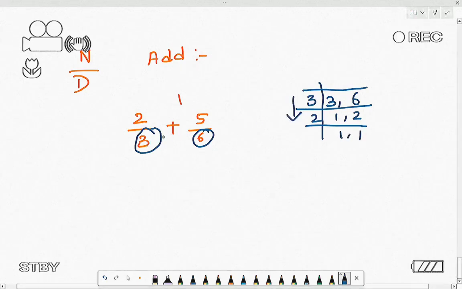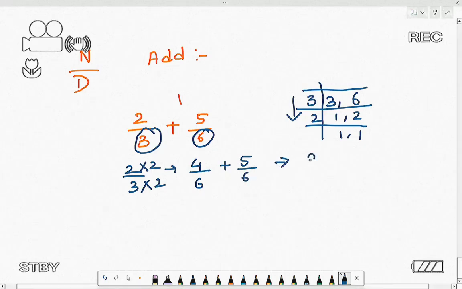That means I have to make both the denominators the same. So to make this 6, I have to multiply by 2, and you don't just multiply the denominator, the same number has to be multiplied in the numerator also. This is already 6, so keep it the way it is, and you don't have to add the denominators, only the numerators have to be added. 9 by 6. If you want to write it in simplified form, it is going to be 3 by 2. So this is all about addition of fractions.